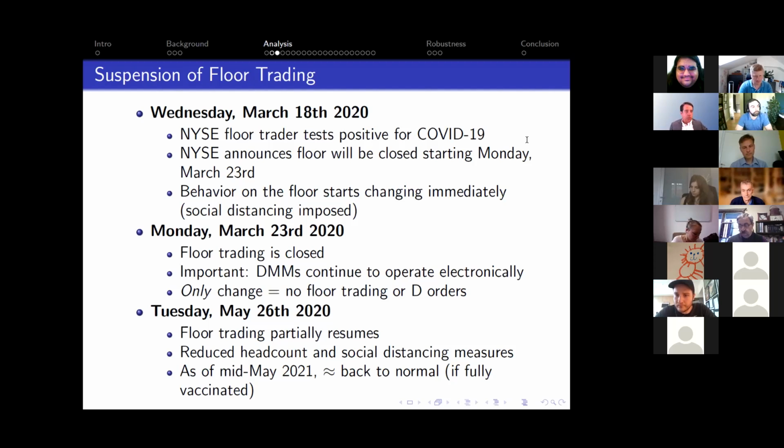What's also really interesting is over time, they have partially reopened the exchange in ways that allow us to zero in more on the mechanism. So on May 26th of 2020, floor trading partially resumed, but they still kept all of these social distancing measures in place. In particular, on May 26th you start seeing D orders again, but human interaction is still limited. There's no open outcry, and if I want to talk to Bjorn, I still have to stand 6 feet away from him, right?